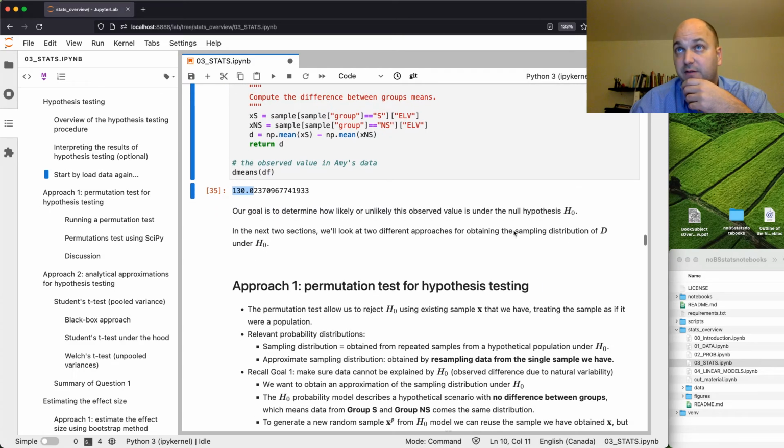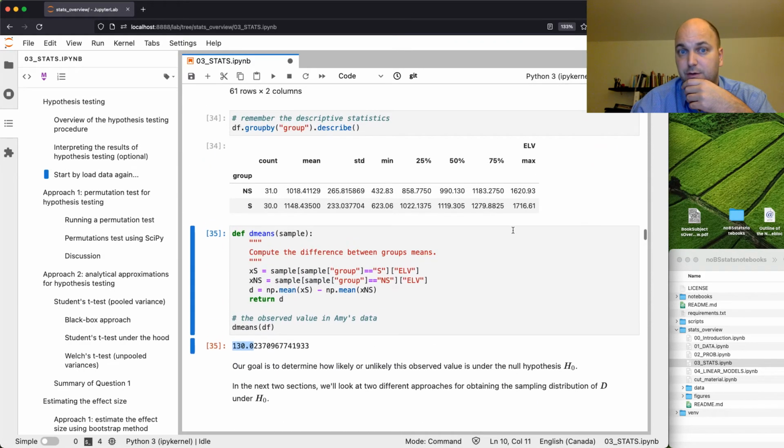But once we have that sampling distribution, no spoilers, once we obtain the sampling distribution under the null hypothesis, and we know the observed value is 130, we'll be able to compare the two and say how likely or unlikely this observed value is. And remember, if it's unlikely, then we reject the null and we can proceed to say, okay, there is a difference. The null says there is no difference; rejecting the null means there is a difference. Then we can proceed to question 2, where we actually measure how big that difference is. All right, next video, continue.